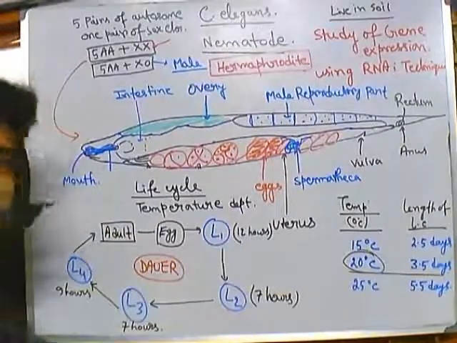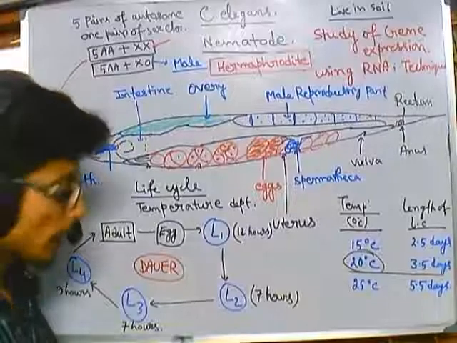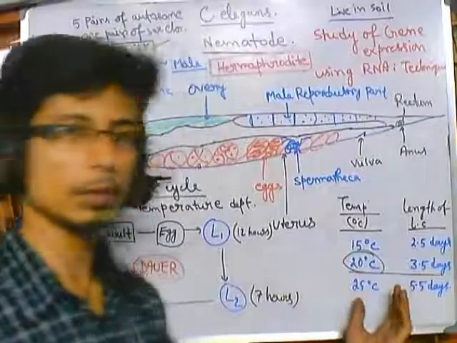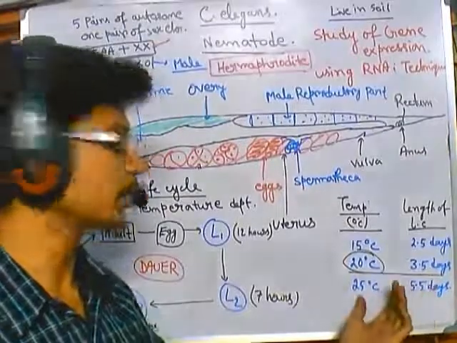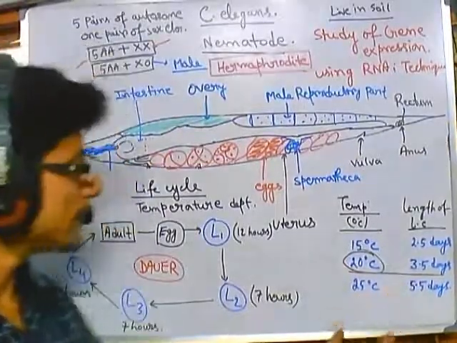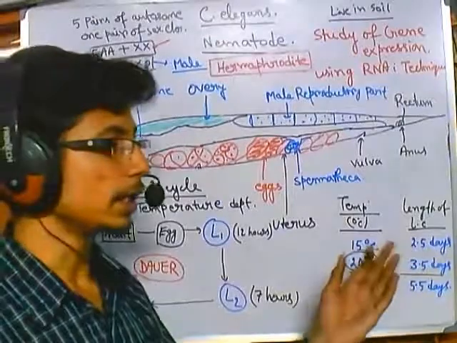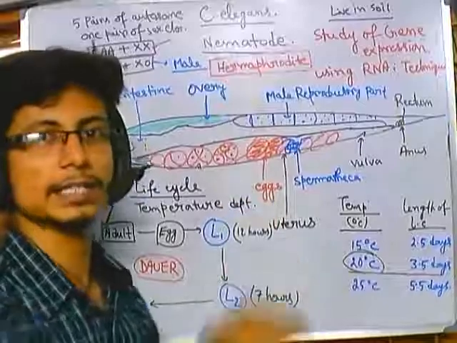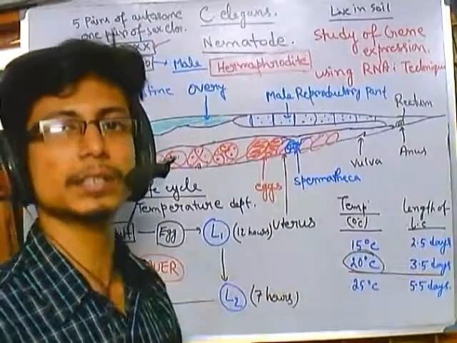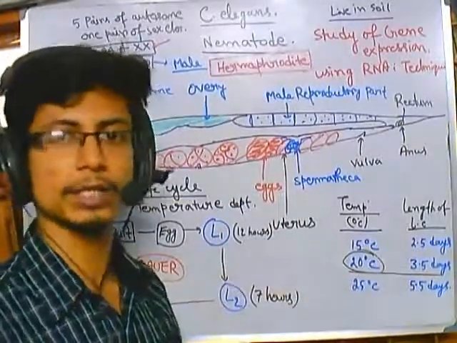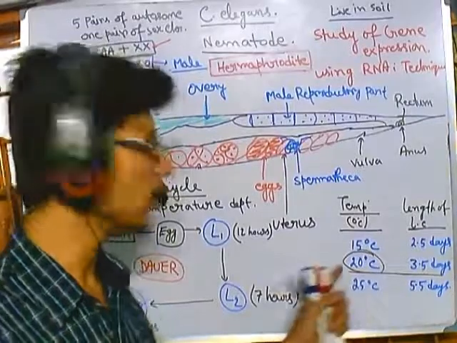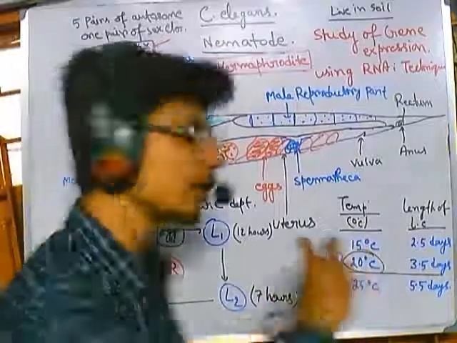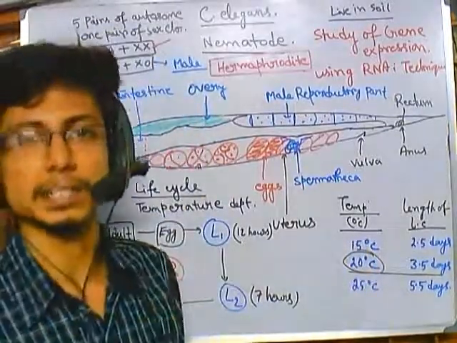This is a very, very important and vital stage. Now what happens sometimes, as I've told you before, is that it can grow maximum at 25 degrees Celsius temperature. But if we increase the temperature, if we turn the environment such that it has an adverse effect on the adult C. elegans, then the C. elegans will try to survive. Any of us will try to survive in harsh conditions. They will also try to do that. And for doing that, they will convert their body into something else.